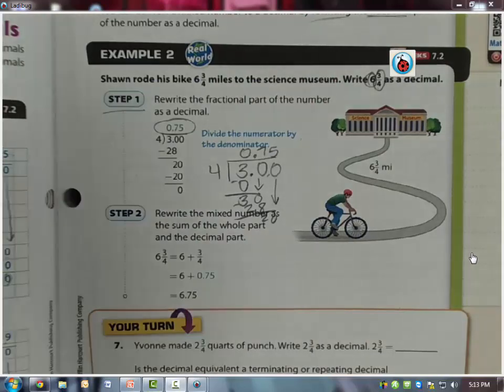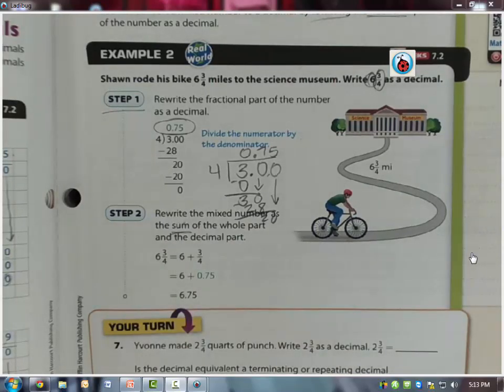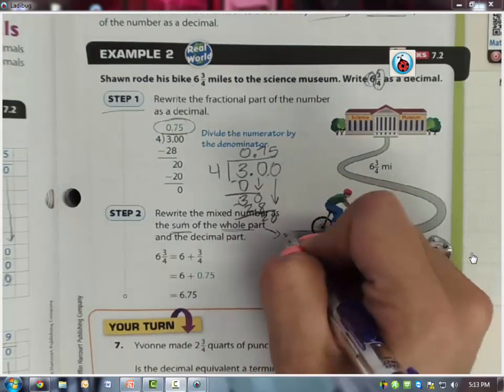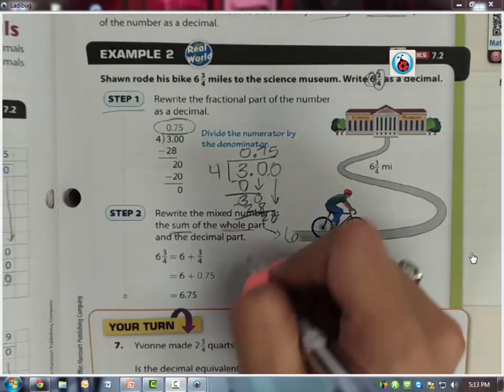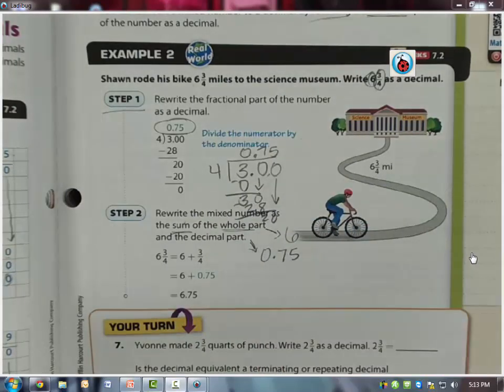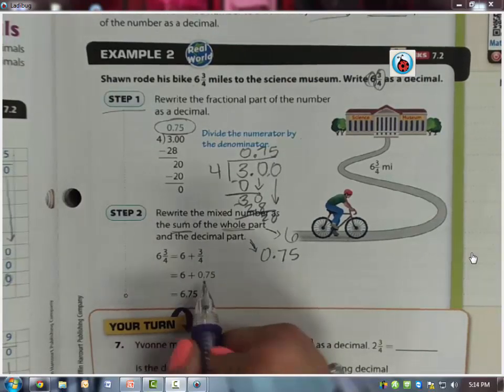6, and the decimal part was what? 75/100ths. So it's saying we need to add 6 and 75/100ths. When you add 6 and 75/100ths, you get 6.75. Look, we changed this mixed number into decimal form.